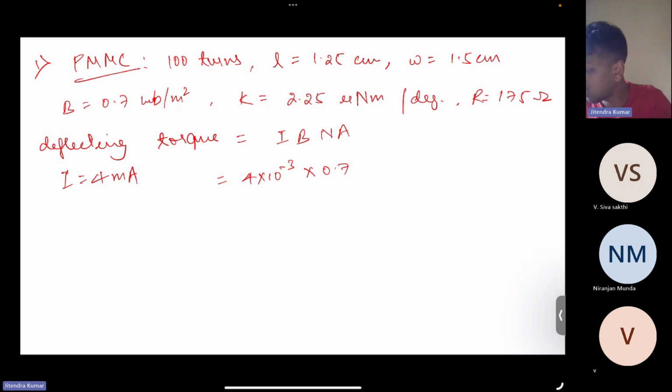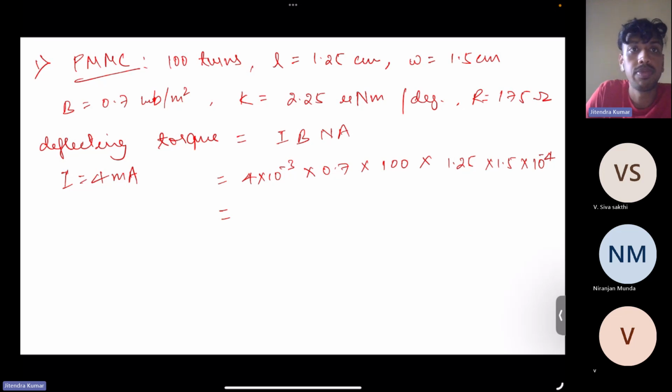into B 0.7, N is 100. Yeah. And area is nothing but 1.25 into 1.5 into 10 raised to the power minus 4. We had to provide the answer in micronewton meter, right? So how much did you guys get for this question? Could anyone let me know how much you got?